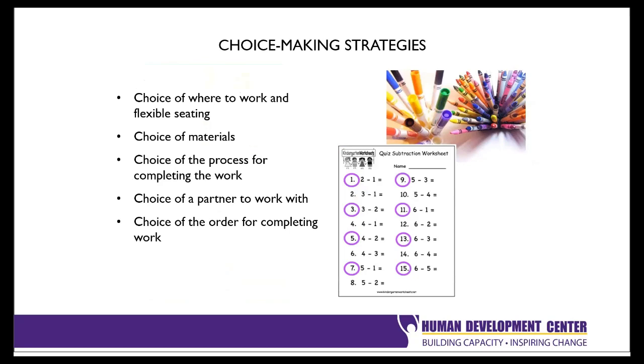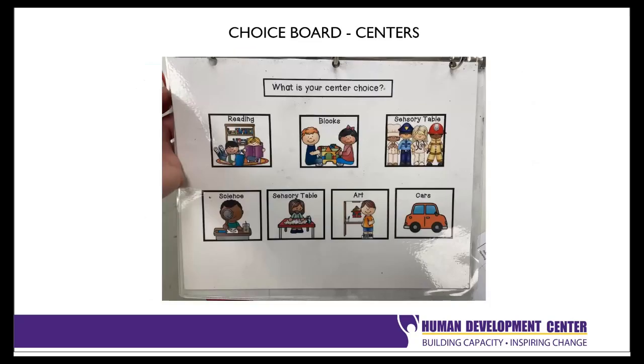Some quick strategies for choice making. You can give a student a choice of where to work or flexible seating, give them a choice of materials, give them a choice of the process for completing the work, give them a choice of a partner to work with, or give them a choice of the order for completing their work. And there are a lot of visual strategies that we can use to really aid with choice making. So we're going to look at some of those visual strategies now.